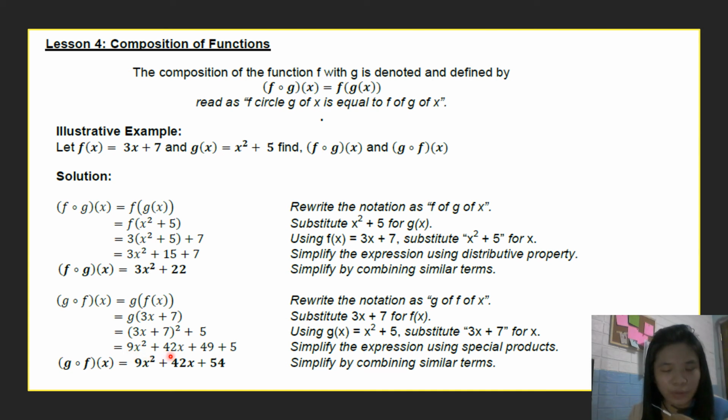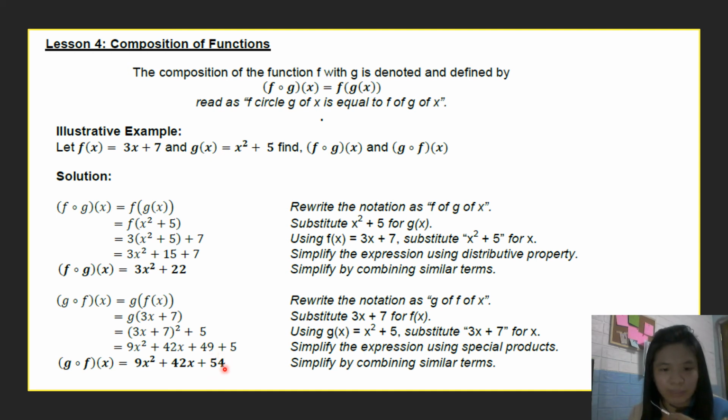We have 9x squared and 42x, are they like terms? So no, they are not like terms because even though their variable is the same, the exponent of their variable should also be the same. In this case, x squared and x, their exponent is not the same. X as a variable has an exponent of 1, and x squared has an exponent of 2. So, bring down lang natin kasi hindi naman natin sila pwedeng i-combine. So, we have 9x squared plus 42x.